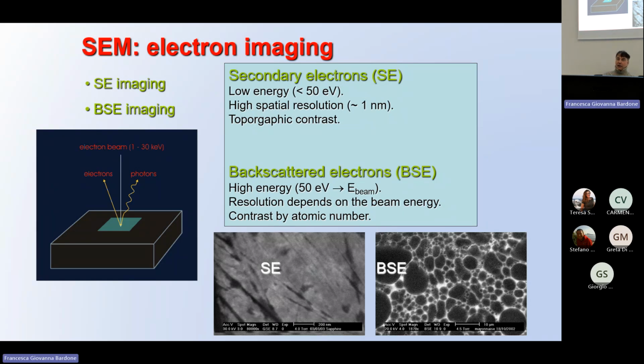So the secondary electrons give you the morphology down to the nanoscale. The backscattered electrons give you the distribution of the atomic number.